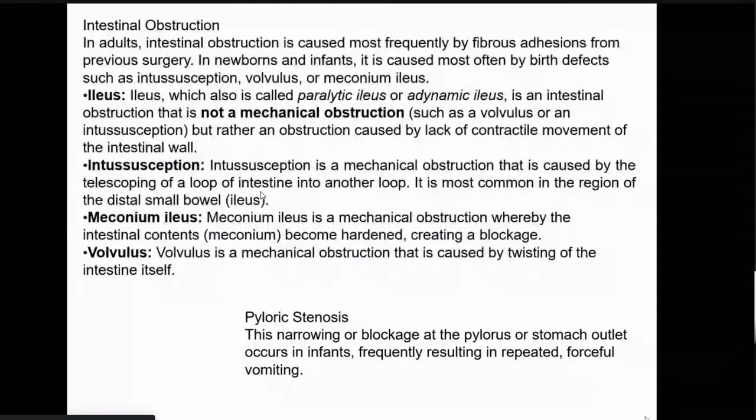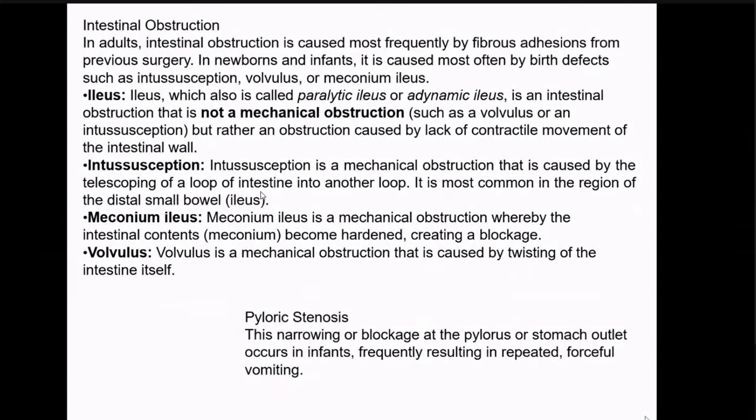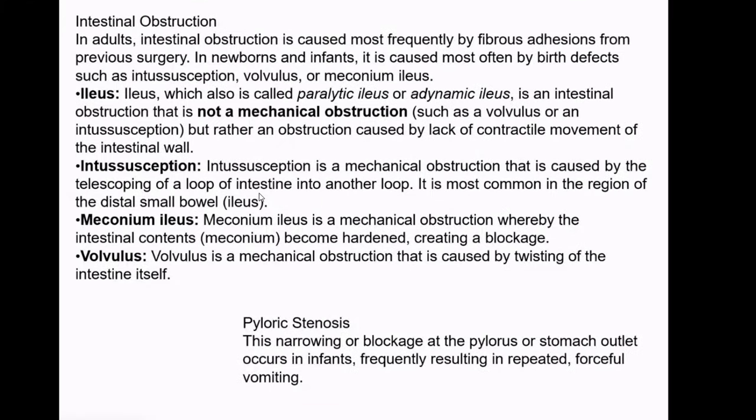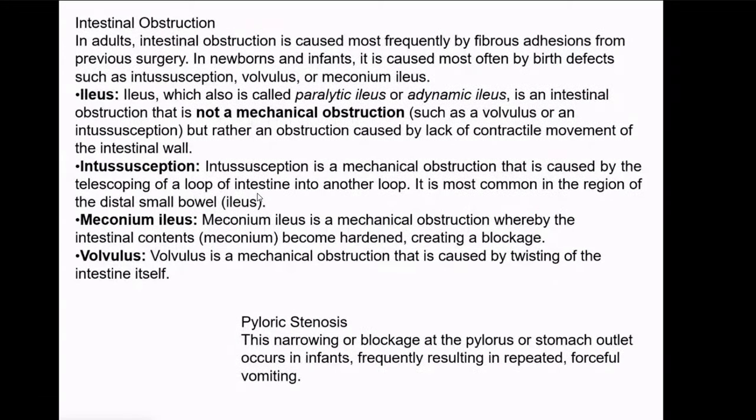In adults, the obstruction is caused most frequently by fibrous adhesions from previous surgery. In newborns or infants, it is caused by birth defects such as intussusception, volvulus, or meconium ileus. The ileus, which is also known as paralytic ileus and adynamic ileus, is initially an obstruction that is not a mechanical obstruction.